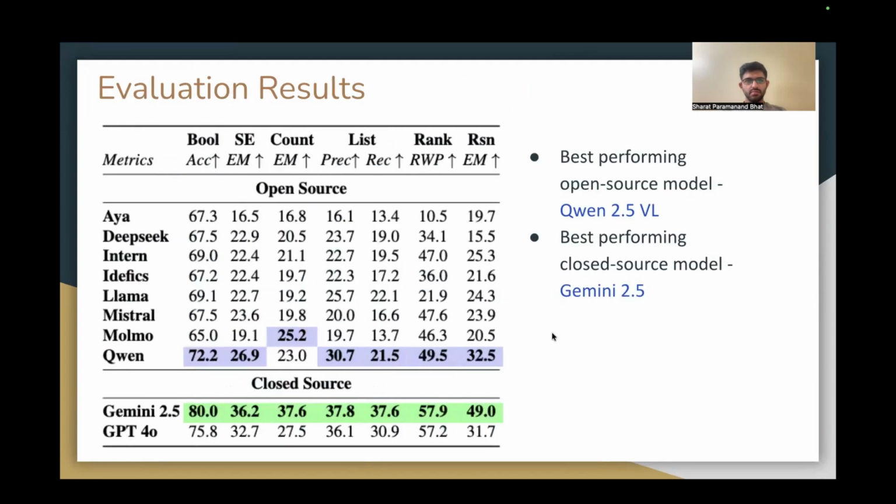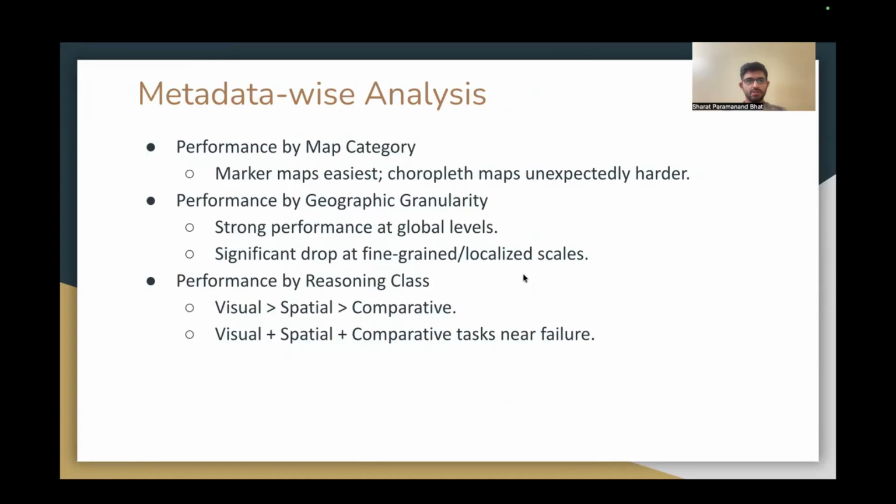The evaluation results were as follows. The best performing open source model was Qwen 2.5 VL, and the best performing closed source model was Gemini 2.5. To give you a metadata-wise analysis, we saw that marker maps were easiest for the VLMs, and unexpectedly, choropleth maps were relatively harder. The performance was very good on global level or world maps compared to other geographical granularities. The performance was better on visual than spatial, which in turn was better than comparative.